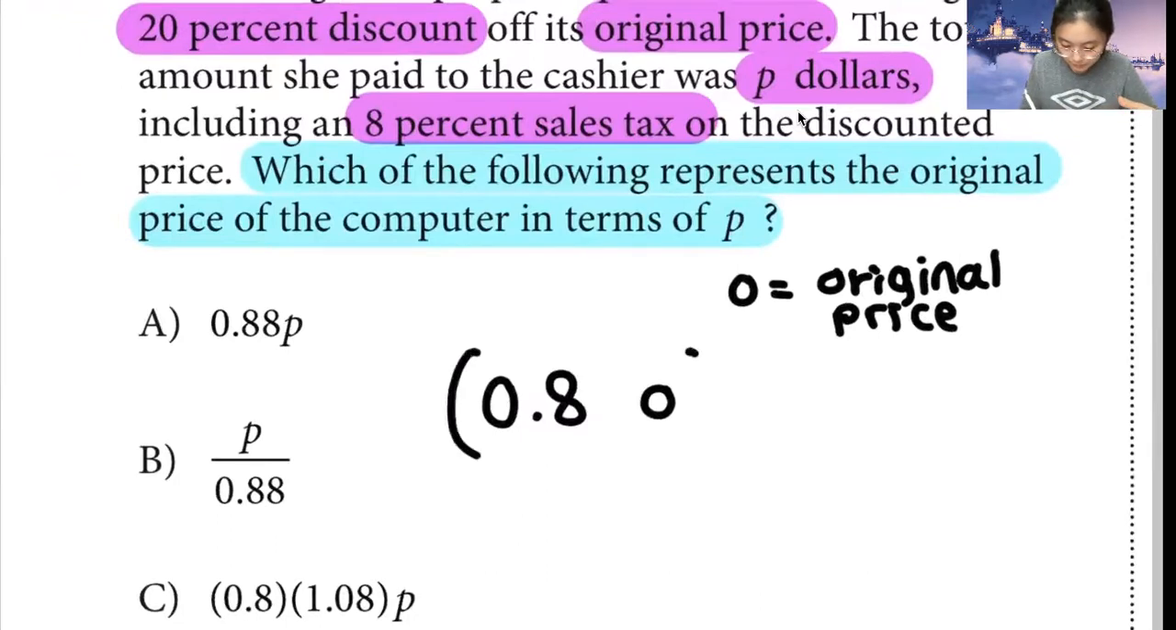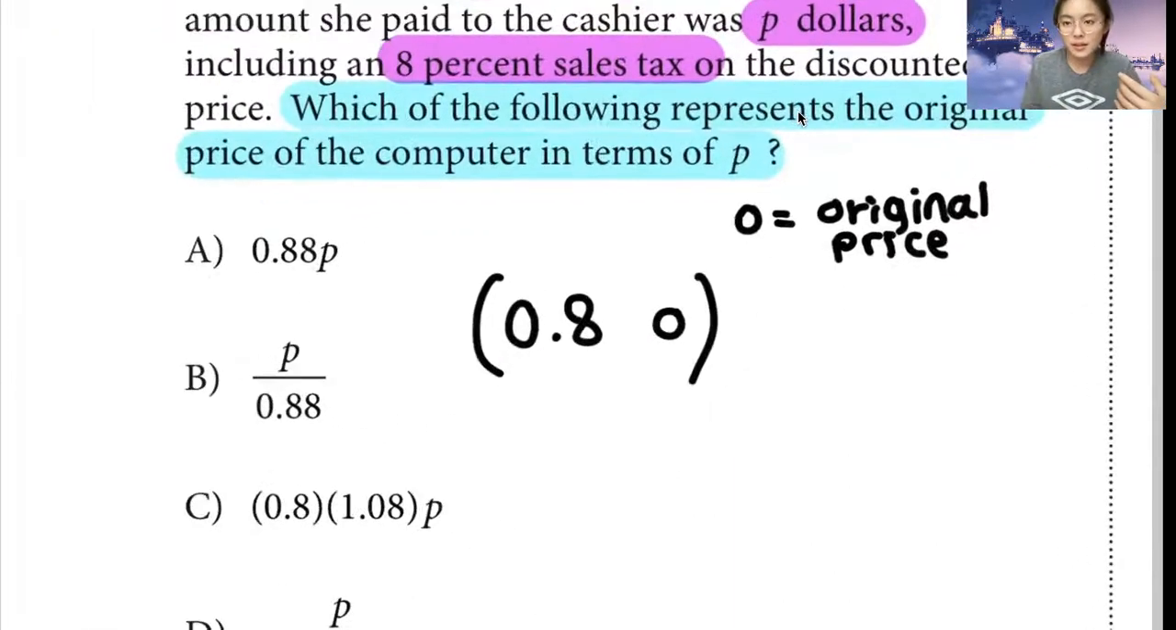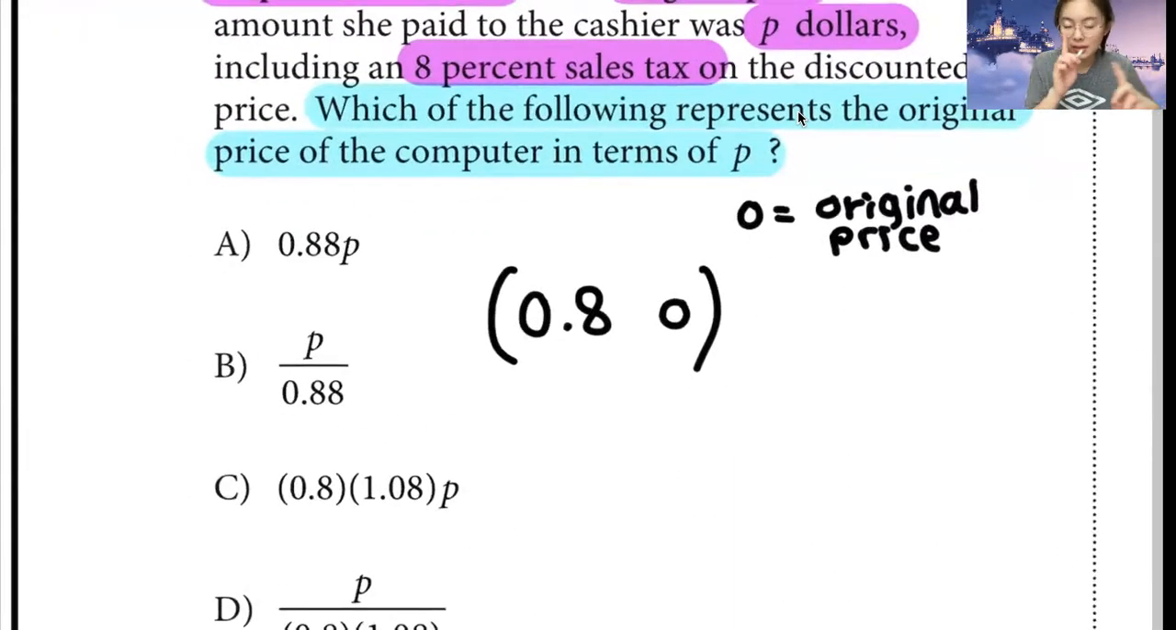And there's an 8% sales tax. So this is different from the discounted price. A discount means you times it by the remaining amount, but an 8% sales tax means you times the original value, right? The original value that you have, and then you add 8%, not subtract, but add.